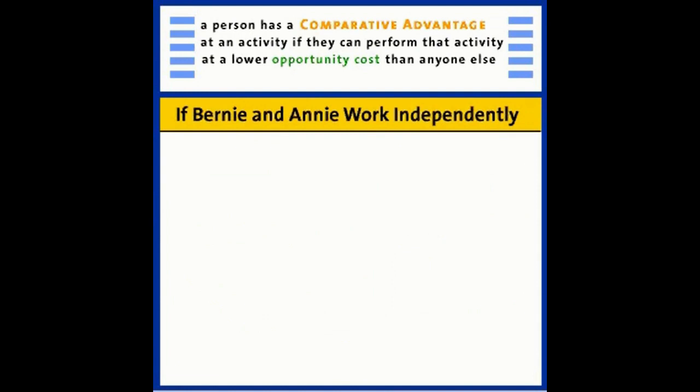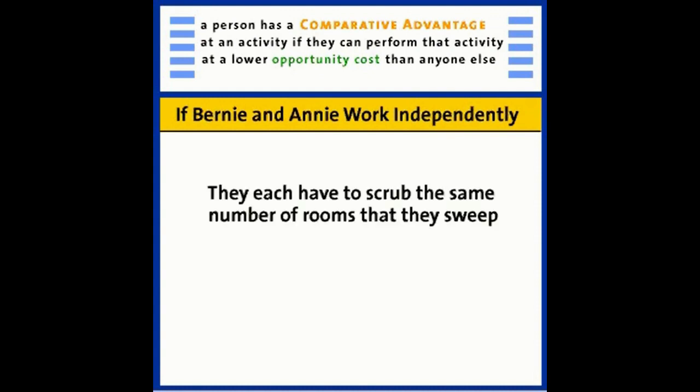So the question is, if Bernie and Ann have to sweep and scrub the same number of rooms each, that is, Bernie has to sweep, say, 2 rooms and scrub 2 rooms, and Ann has to, say, sweep 6 rooms and scrub 6 rooms, well, what numbers are going to work out? What's the maximum number of rooms that Bernie can clean by himself? What's the maximum number of rooms that Ann can clean by herself? Remember, the numbers have to be equal for sweeping and scrubbing for Bernie, and for Ann.